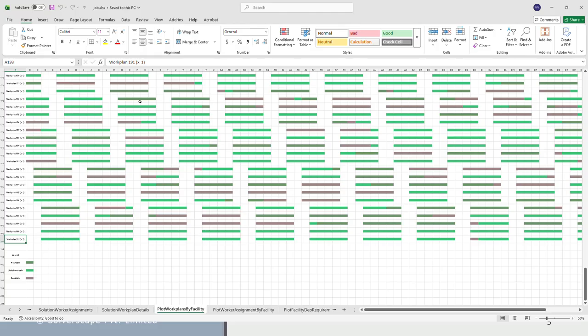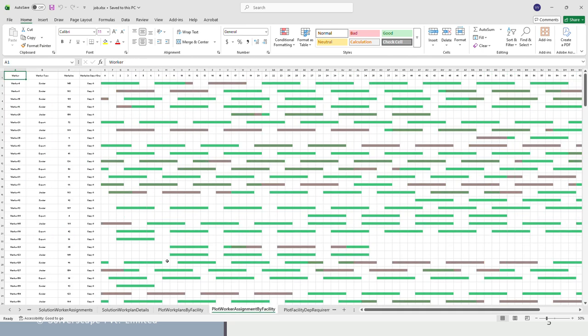Here different colors represent different facilities. So we try to not have too many switchovers of facilities across consecutive days of the plan. Then we can also see which worker is assigned to which work plan. We try to assign workers to work plans so that the travel time for the workers is minimized.